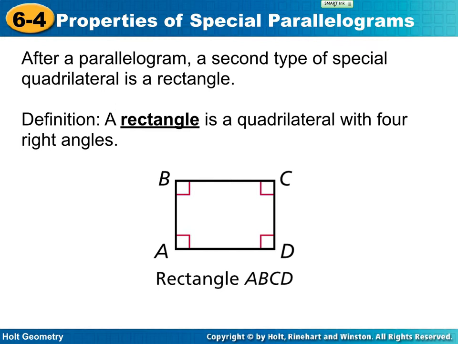Okay, a rectangle's definition, which is in your notes. You need to write the definition part. A rectangle is a quadrilateral with four right angles. So a square is a rectangle. The only part about the definition is that it has four right angles.